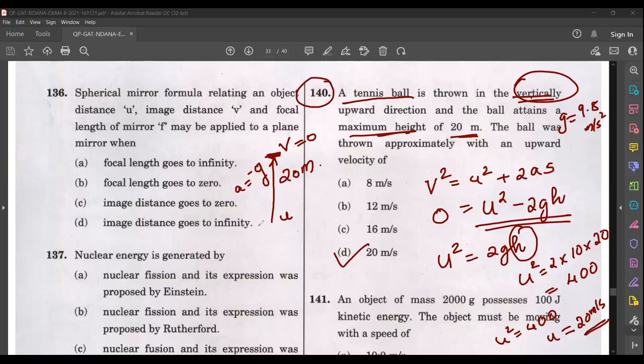Very direct question. When you are throwing a body upward, the acceleration which is acting is acceleration due to gravity. And when it reaches the maximum height, its final velocity is equal to 0. Then the equation changes like this. So 20 meter per second, option D is the correct answer. We'll go to the next question.